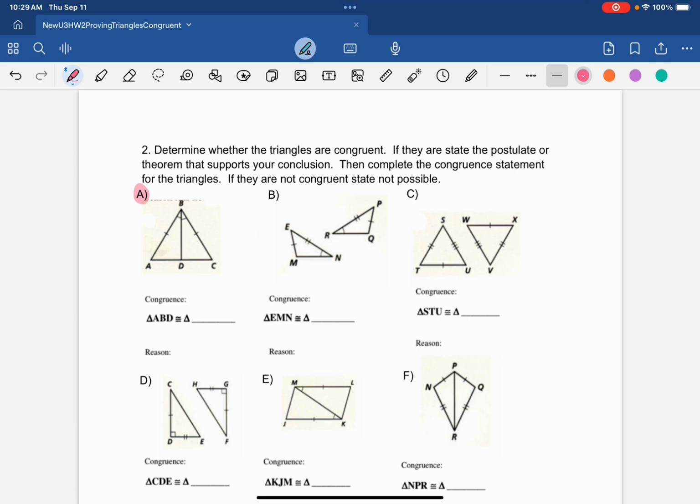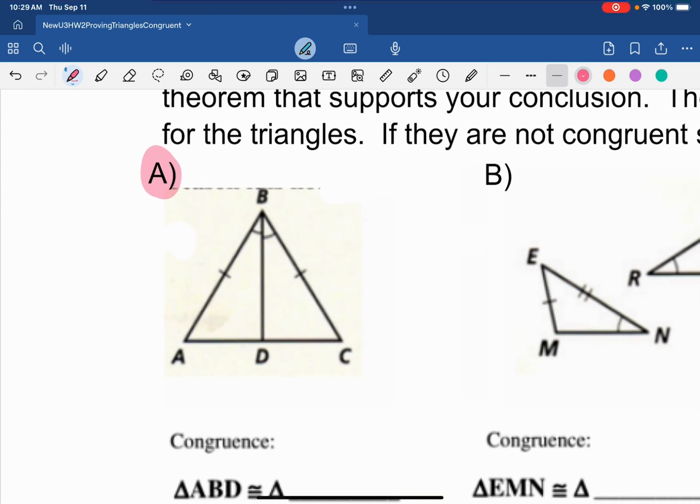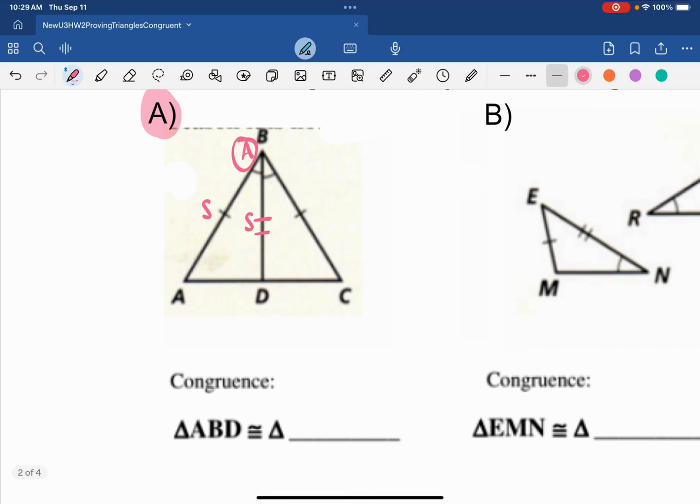So again, we're looking for reflexive pieces, we're looking for vertical angles, we are looking for parallel lines that we could mark angles congruent. These are what I refer to as the legal things that we can mark in a picture. So when I look at A, I know that I can legally mark my reflexive piece down the middle, and you'll notice that we have three things. We have side, angle, and a side, and the angle is wedged between the two sets of sides. So my congruence here would be side, angle, side congruence.